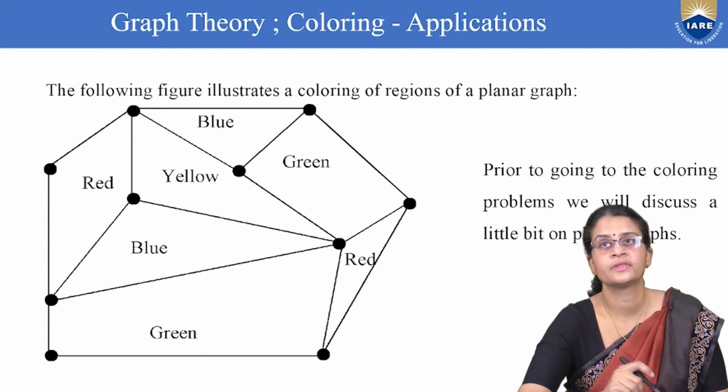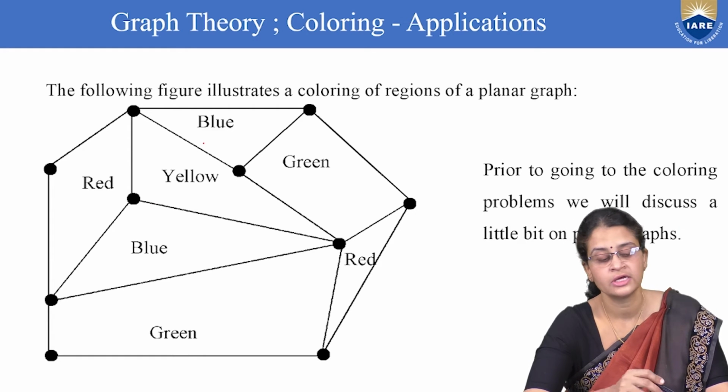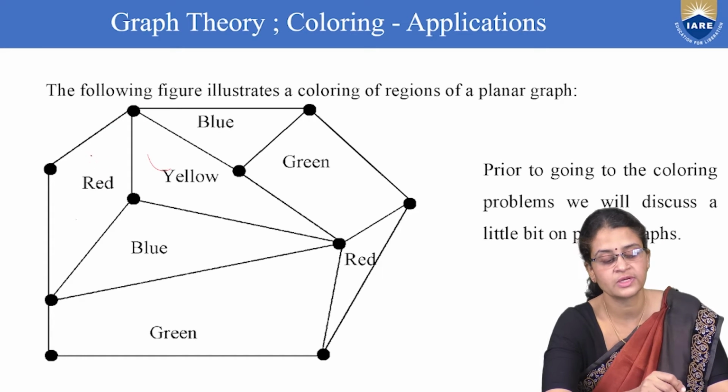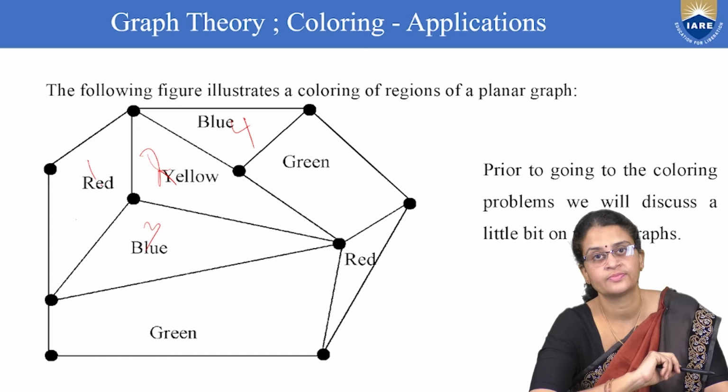Consider the following. Here it illustrates the coloring of regions of a planar graph. Here you can see that no two adjacent regions have the same color. This region is colored red, and the regions adjacent to it are these two regions. If it is taken as 1, then 2 and 3 are adjacent. Whereas this region 4, even though it has a common vertex with region 1, is not considered to be an adjacent region of this region.